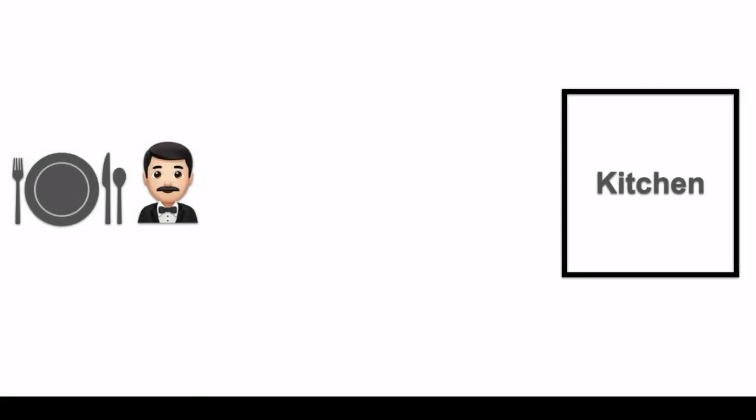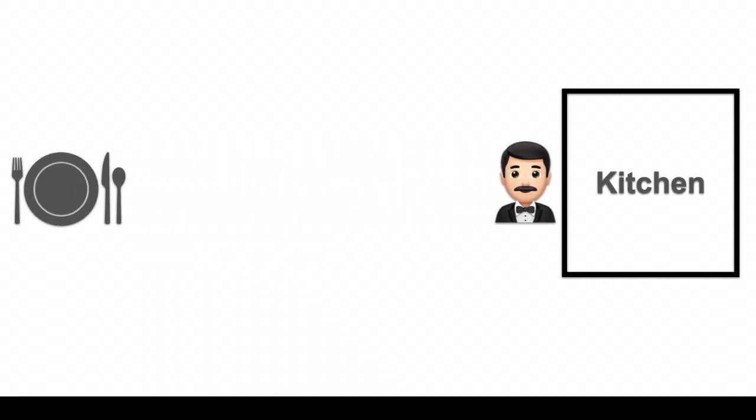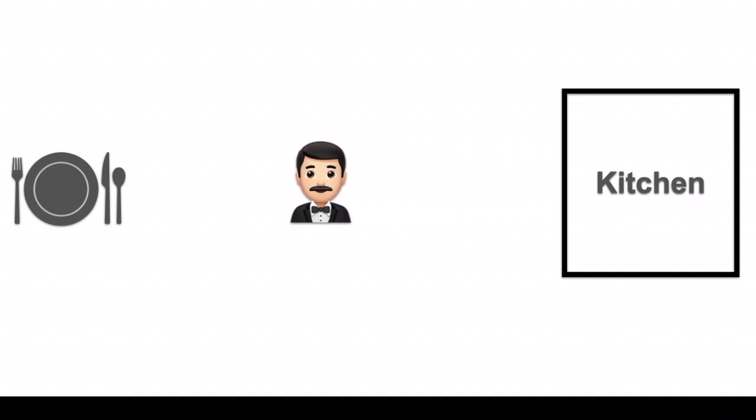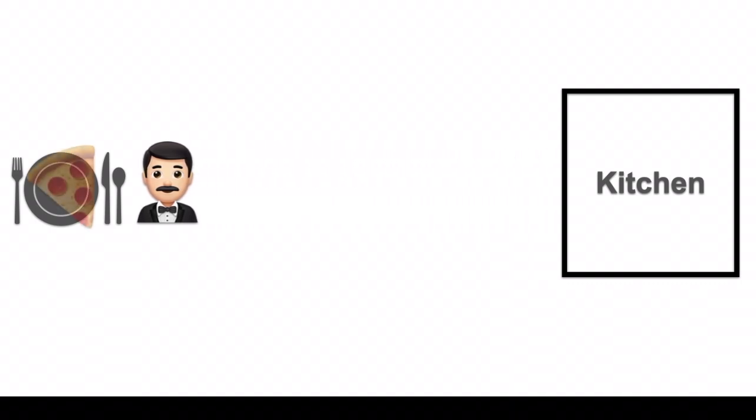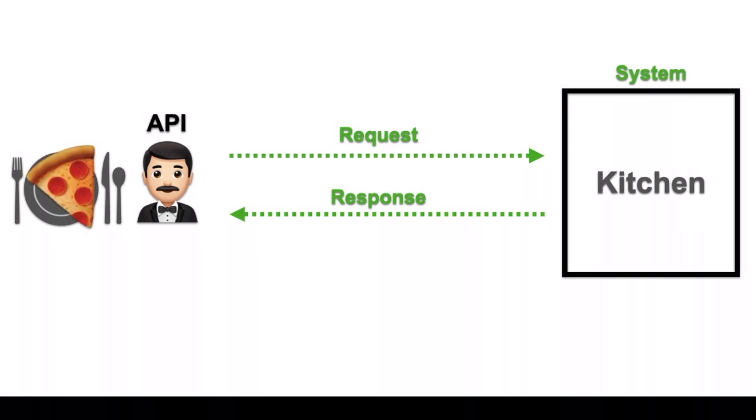Let's say you are at the restaurant and you want to eat pizza. Then you look at the menu and tell the waiter which pizza you want to eat. That waiter will take your order to the restaurant's kitchen, and after some time he will bring your pizza at your table. So in this case, the waiter is our API and he is taking our request and telling the system, means kitchen, what we want, and then giving us a response with our pizza. It was so simple, right?